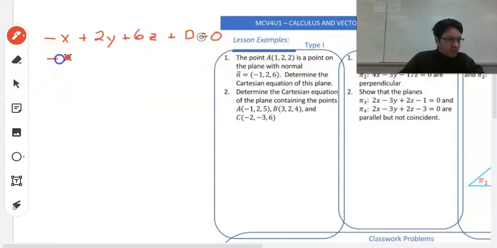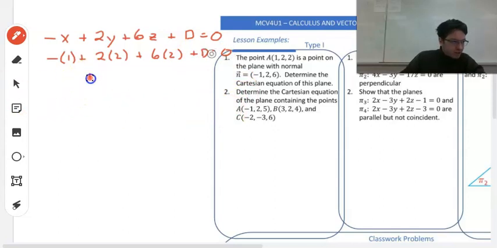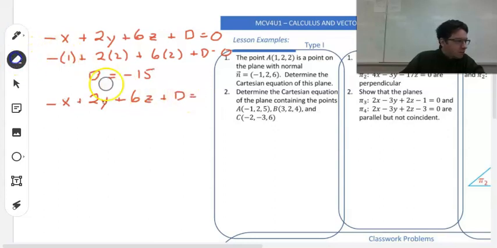So we'll have minus 1 plus 2 times 2 plus 6 times 2 plus d equals 0. And solving for d, we get d equals negative 15. Therefore, our equation is minus x plus 2y plus 6z plus d equals, oh, sorry, we know what d is now, minus 15 equals 0.